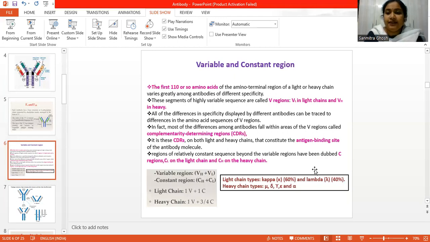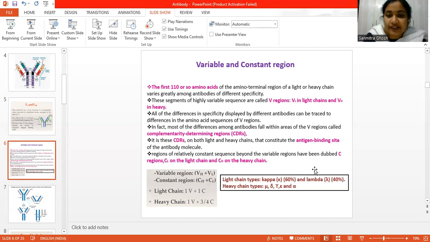Now, in both the heavy chain and the light chain, the first 110 or a little bit more or less amino acids in the amino terminal region vary greatly among antibodies of different specificity. This particular region is known as the V region or the variable region. In the case of the light chain, the V region is referred to as the VL. In the case of the heavy chain, it is referred to as the VH.